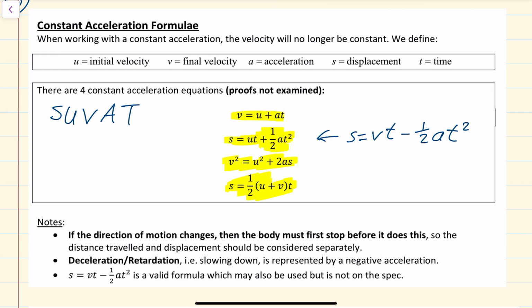And deceleration, or another word for this is retardation, means slowing down. And it is negative acceleration. So if you're decelerating, that means your acceleration is negative. Okay, and then they've just mentioned that other formula that I've just given you as well. So your SUVAT questions, these are your constant acceleration formula questions.